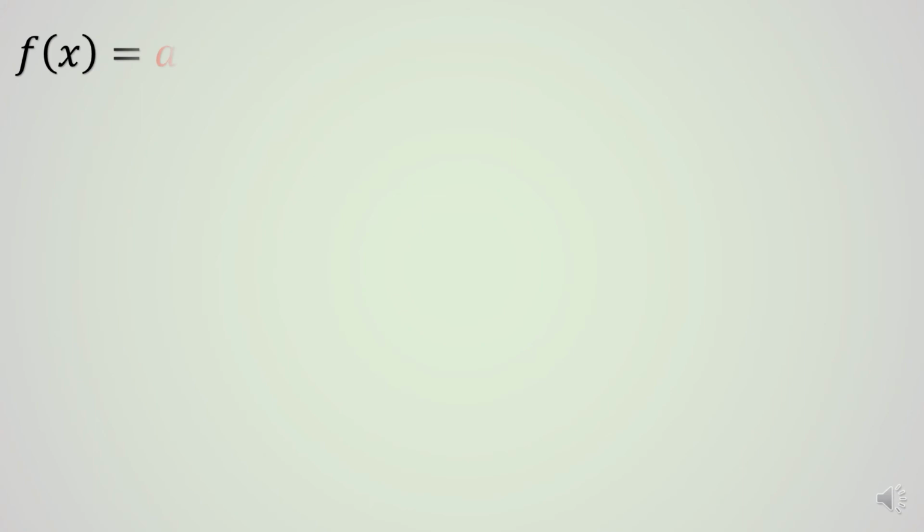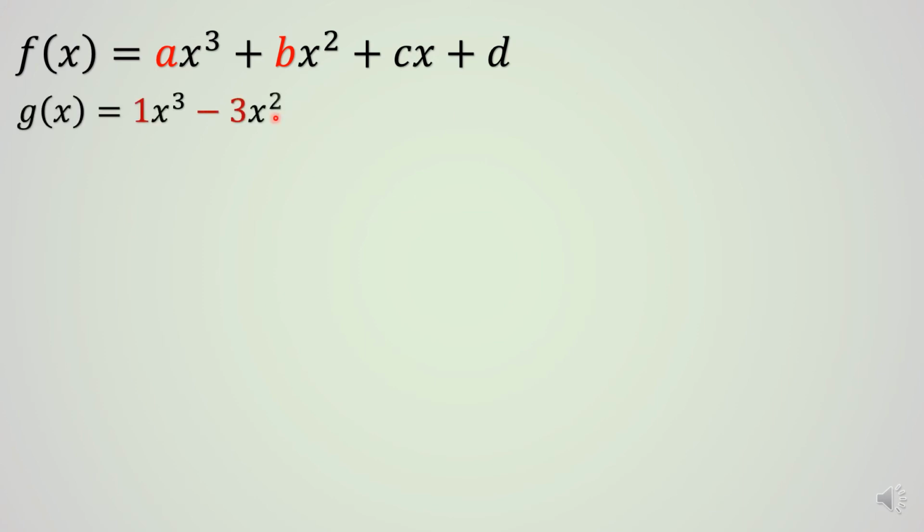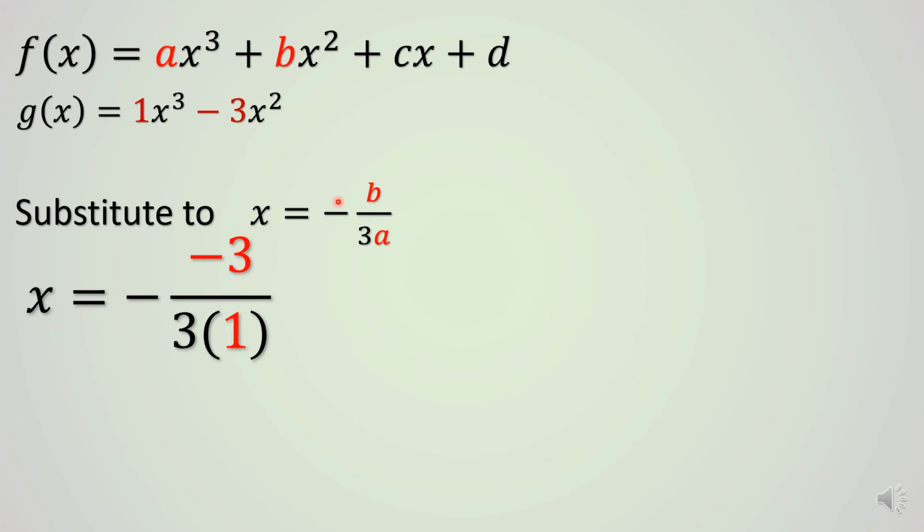Now, let's try to apply this in a real life scenario. We have f(x) = ax³ + bx² + cx + d, and our g(x) is defined as 1x³ - 3x². Our a is just 1. Our b is just -3. So we know our formula, x is equal to -b over 3a. All we have to do is substitute. In the place of b, we put -3. In the place of a, we put just 1.